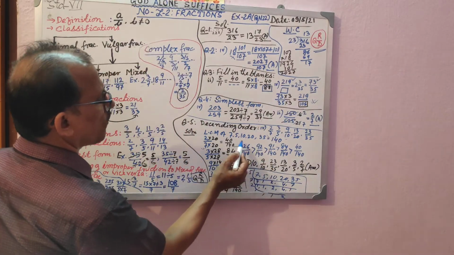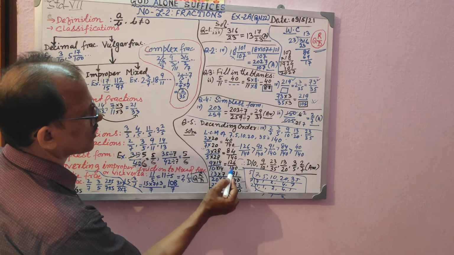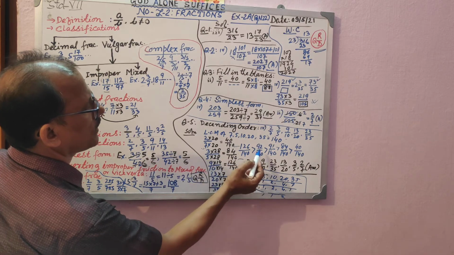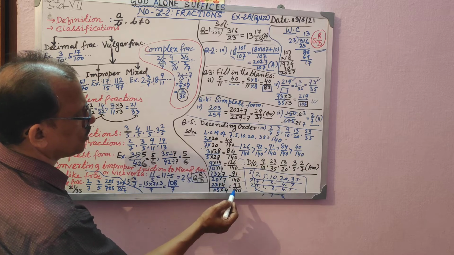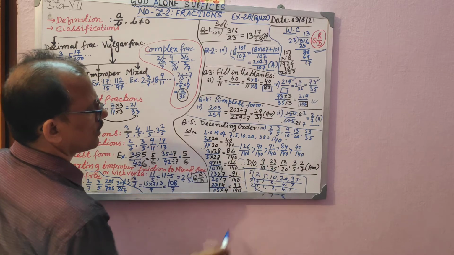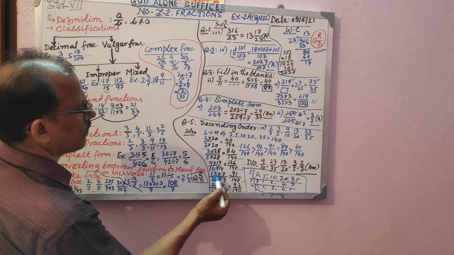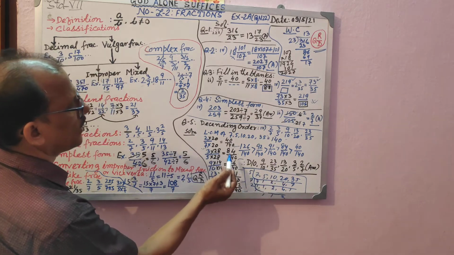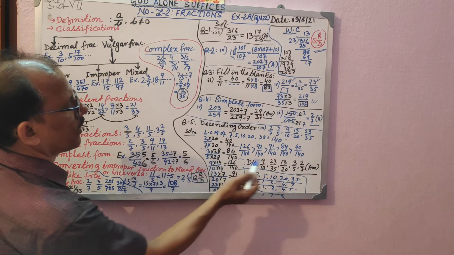Now put the original fractions. 126 by 140 is which one? This one, 9 by 10. 92 by 140 is which one? 23 by 35. Then 91 by 140 is 13 by 20. Then 84 by 140 is 3 by 5, then 40 by 140 is 2 by 7.